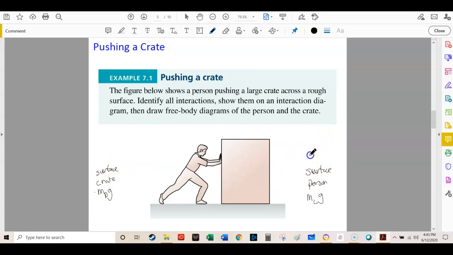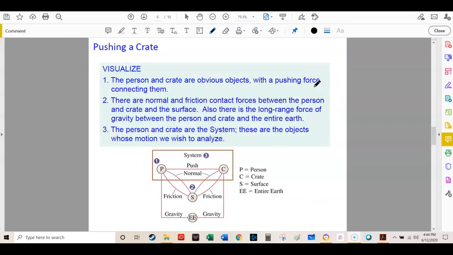Some people may say air, right? But if you removed all the air from the room that you're sitting in right now, nothing would really happen to you. You would still be sitting in your chair, but you'd probably need to find a way to breathe. And so air is not going to be a force that is working on the person nor the crate. That's not going to influence their motion or anything like that. Okay?